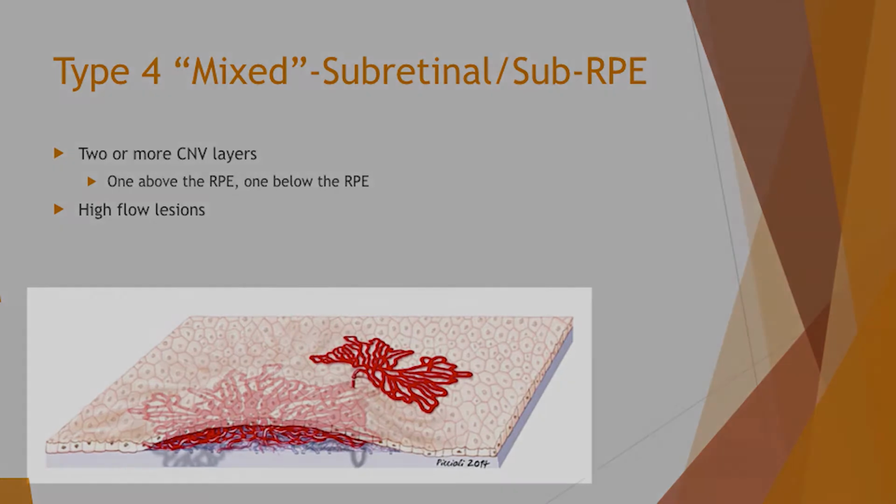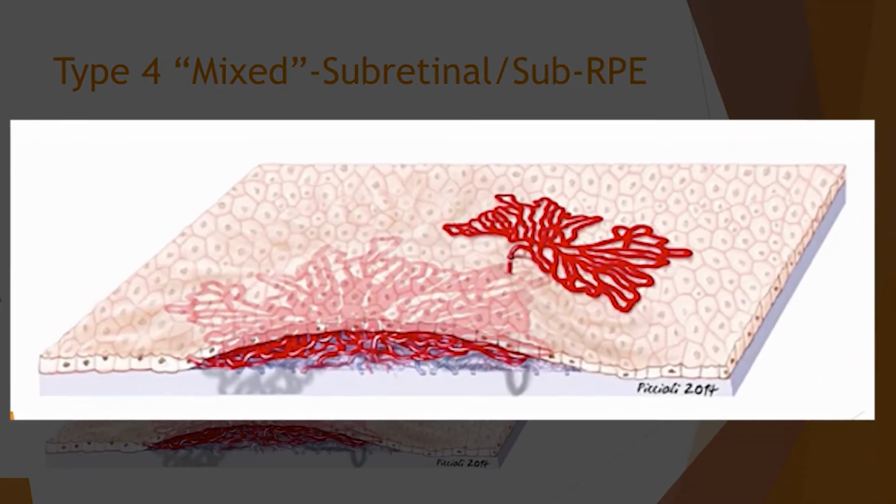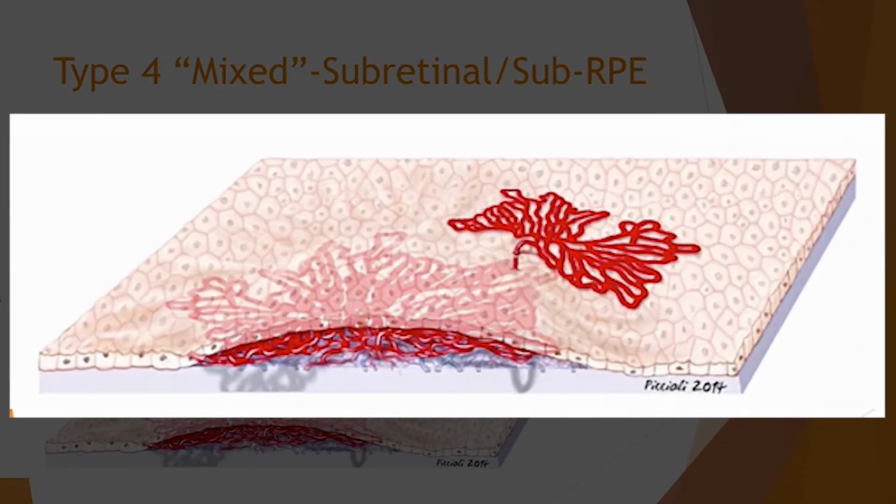When you look at my picture, that white area is the RPE. You can see there's one high flow lesion underneath the level of the RPE, that would be our occult. And then you can see the second lesion above the level of the RPE, that would be our classic, okay?